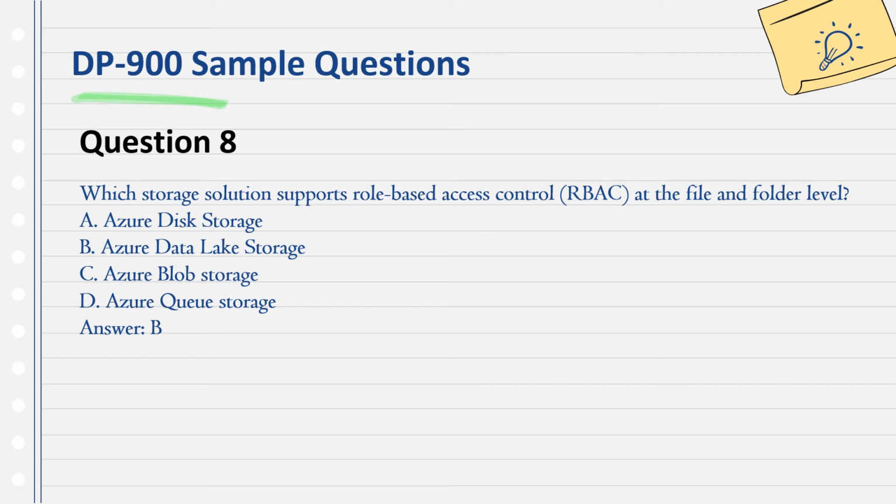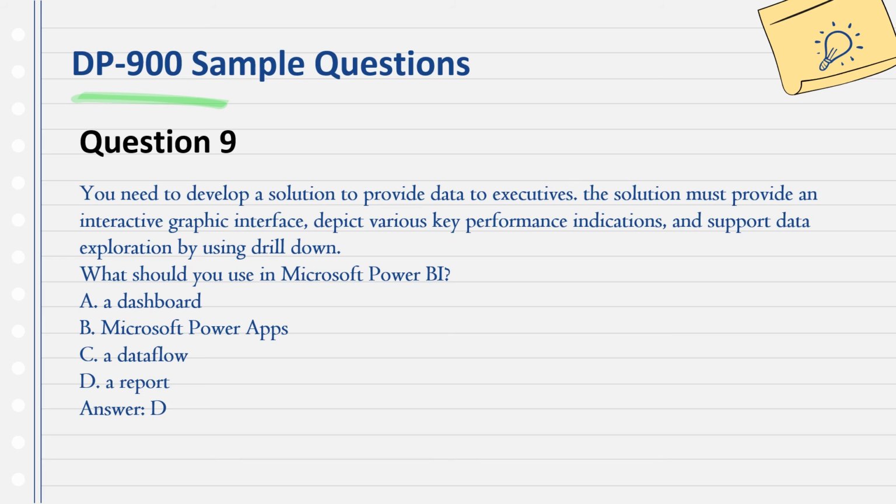Question 8. Which storage solution supports role-based access control, RBAC, at the file and folder level? A. Azure Disk Storage. B. Azure Data Lake Storage. C. Azure Blob Storage. D. Azure Queue Storage. Answer: B.